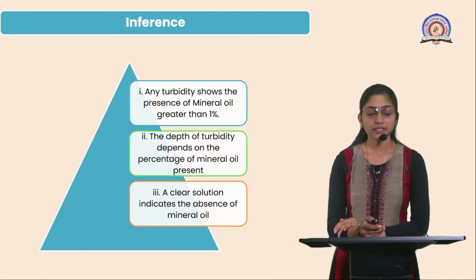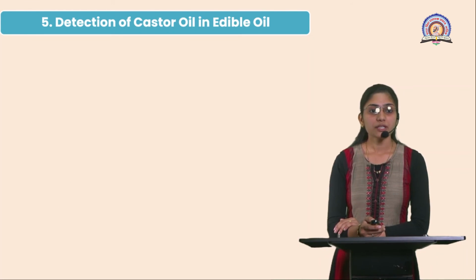The depth of turbidity depends upon the percentage of mineral oil present. It means how turbid the sample is depends upon how much percent of mineral oil is present in your given sample. And a clear solution indicates the absence of mineral oil. It means if turbidity is there, then mineral oil is added in that given oil sample, or if a clear solution is there, it indicates that mineral oil is absent in the given oil sample.